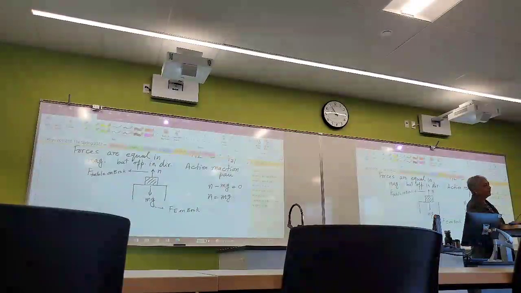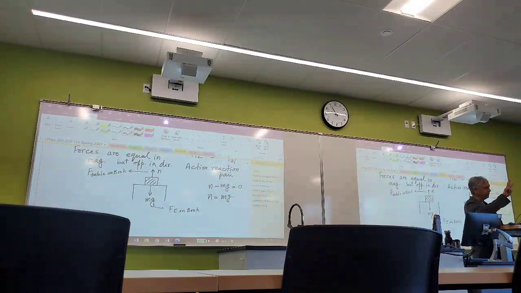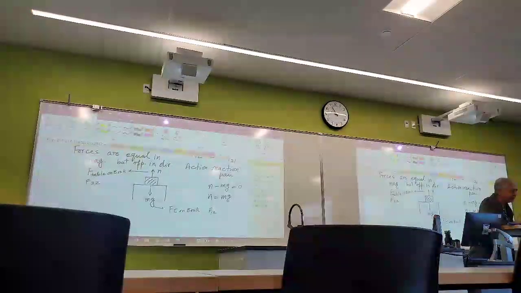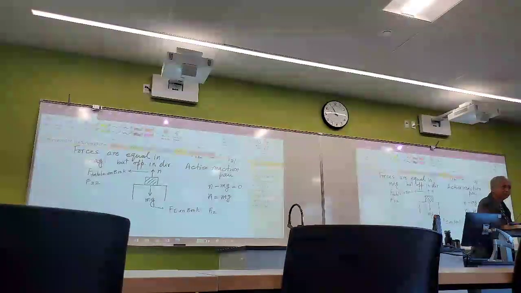No. For an action-reaction pair, what was the condition? 1 on 2, 2 on 1, right? Is it 1, 2, 2, 1? No. You have earth, you have book, and you have table. There are 3 things, right? So can I write this? Let's say book is 2. This is F32, isn't it? And this is F12, right? Earth is 1, for example. Are they an action-reaction pair? That's why I said write it down, you would see it.